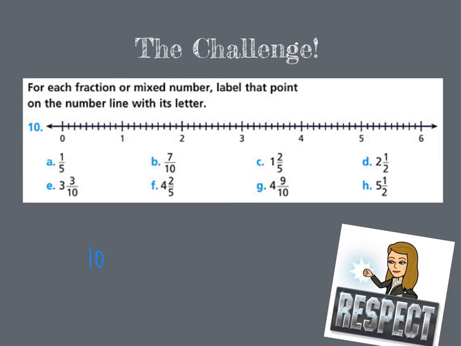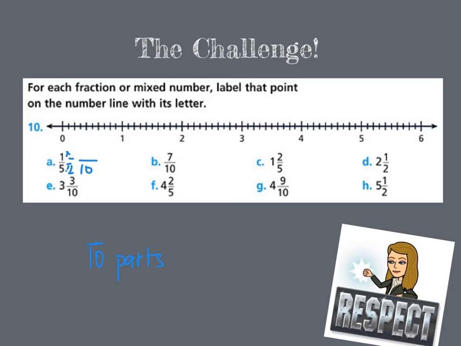Okay, so if there are 10 parts, that means the denominator should be 10. So I see a lot of fractions and mixed numbers that have the denominator 5, that when I get to it, or 2 even, I'm going to want to change it into tenths. So we'll do that for the first one. In order for 1/5 to become tenths, I need to take it times 2.